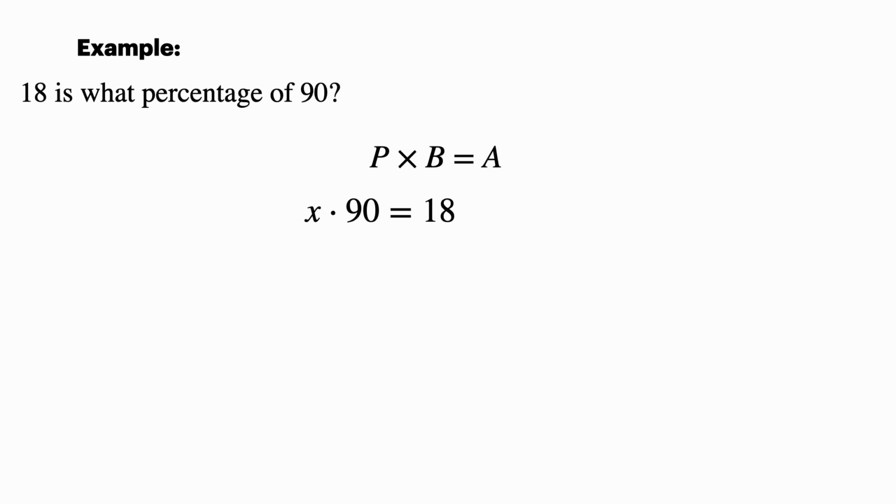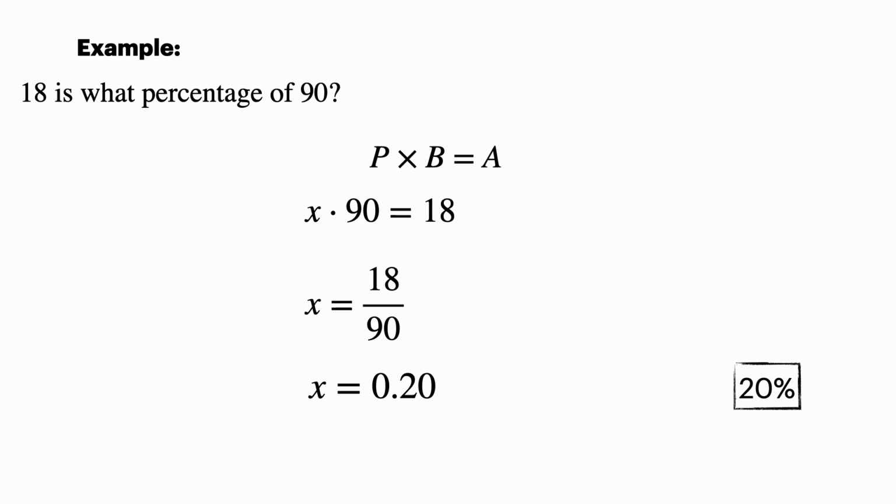So the equation will go x times 90 equals 18. 18 is what percentage of 90? So that means I have to divide both sides by 90 to acquire x. And what would that value be? It would be 0.2. Well, what is that percentage? That's 20%. Okay, so that's how you can find what is the base, what is the amount, and how to solve for percentage. I hope that helps.